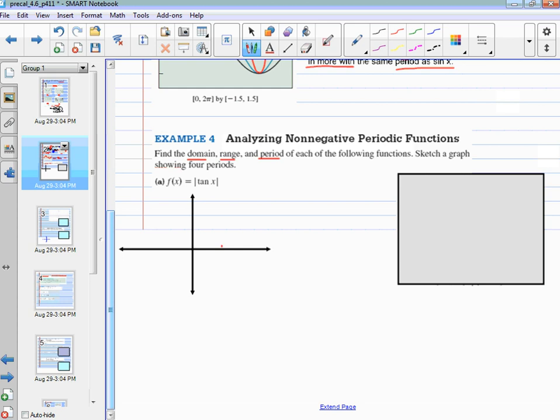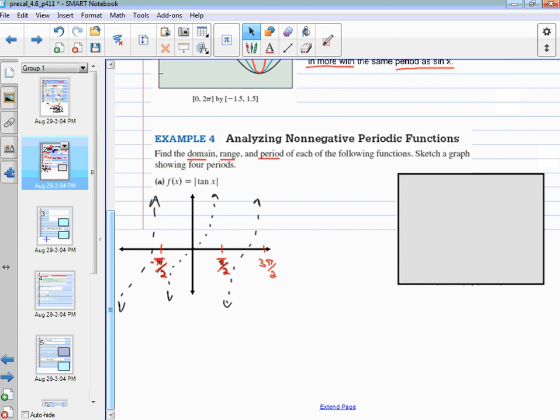Now let's think just a minute about what the original tangent graph was like. Here is pi over 2 and negative pi over 2, with vertical asymptotes at those locations, and my original tangent graph looks something like this. Then it keeps repeating itself. So another pi, which would be 3 pi over 2, and negative pi over 2. It would just keep repeating itself, going along like this on both sides. So there's my tangent function.